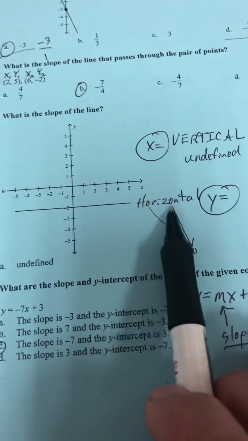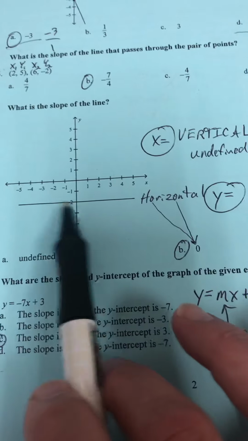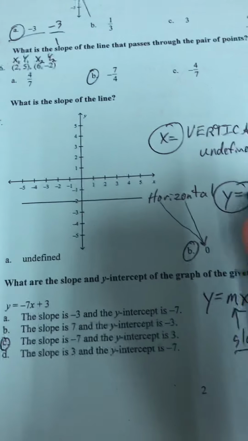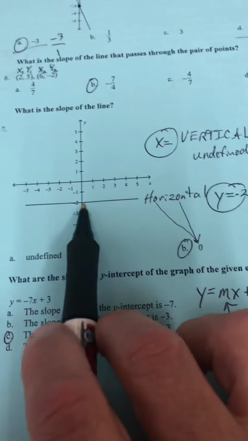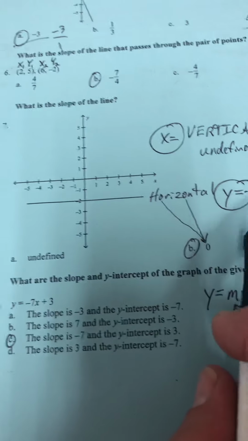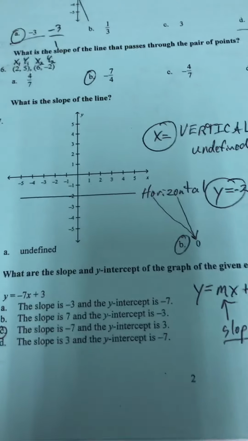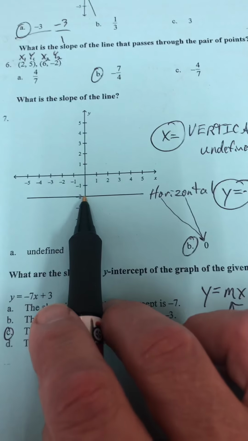This horizontal line, all horizontal lines are y equals something. This one in particular is y equals negative 2 because it crosses y at negative 2. You can't say x is negative 2 because it doesn't cross x ever. It only crosses y at negative 2.